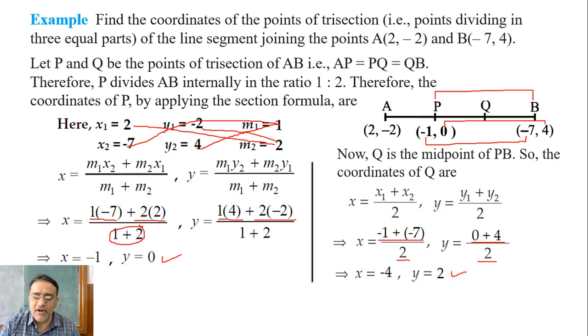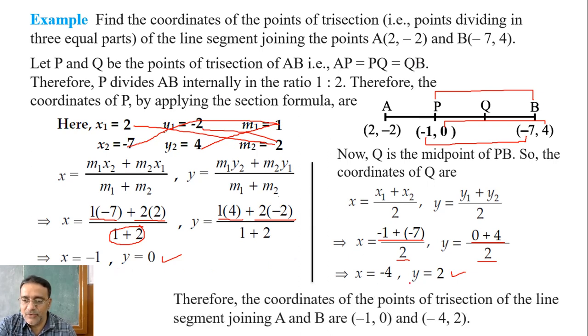So therefore the coordinates of the points of trisection of the line segment joining A and B are -1, 0, that is P, and second one -4, 2. Any doubt here? No, sir. Okay, so now let us start some questions from the exercise also.